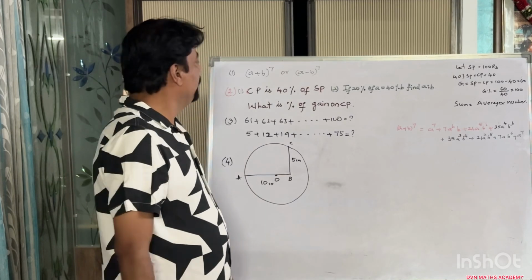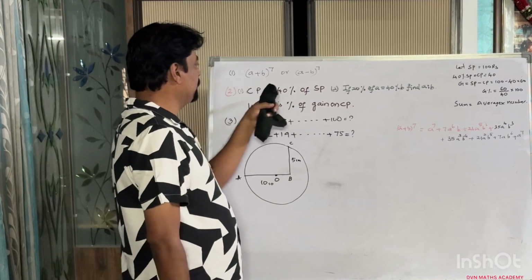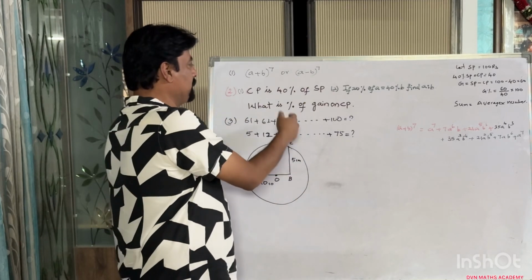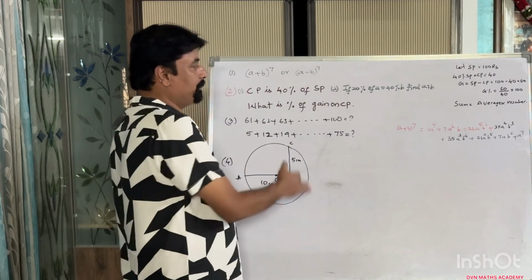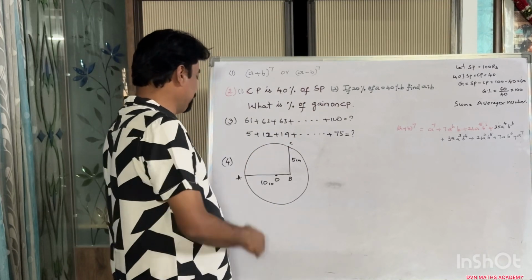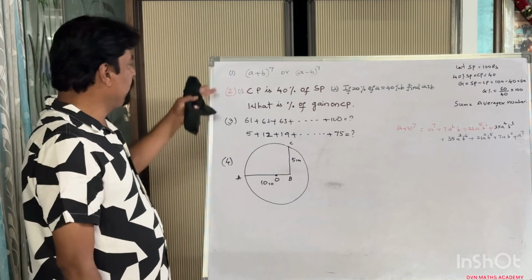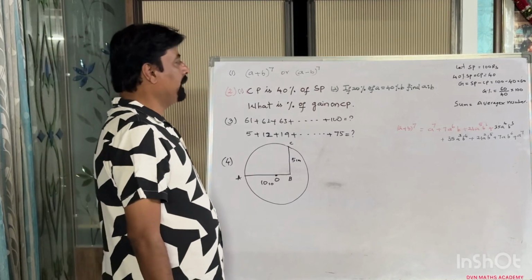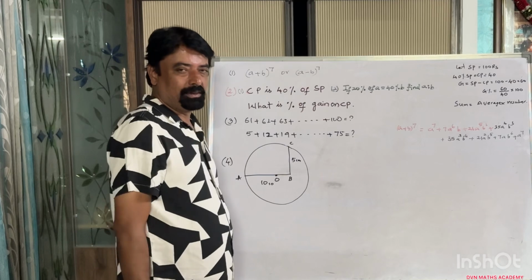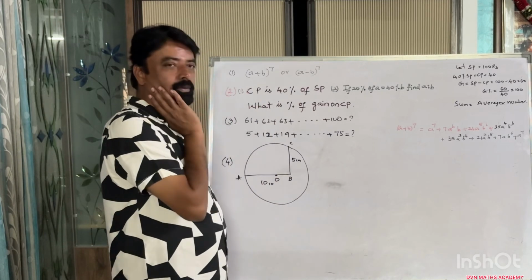The second question, there are two questions in the second one, that is percentage related questions, and one is the gain and loss percentage questions. The third one is the sum of some numbers, and the fourth question is a geometry related question. These four questions are very important for competition exams, and students face some difficulty to solve these types of questions.